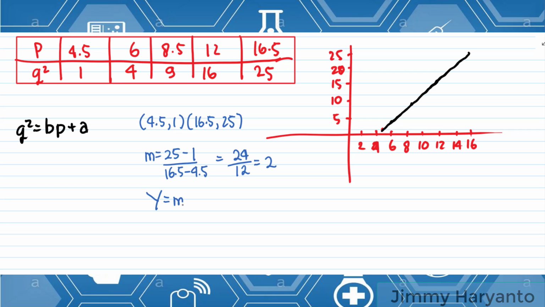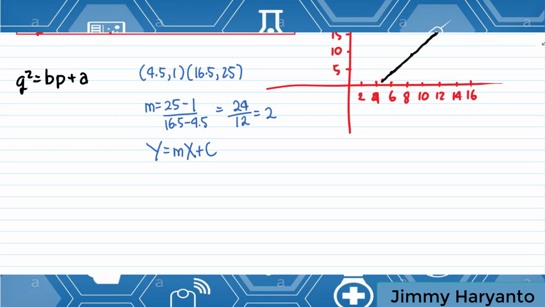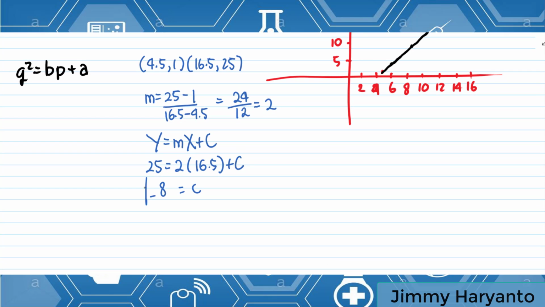Next, y equals mx plus c. Put the y, choose one of the points. I will use the 25. 25 equals, the gradient is 2, x is 16.5, plus c. Now I will get the c: 33 negative 8. So the c is negative 8.